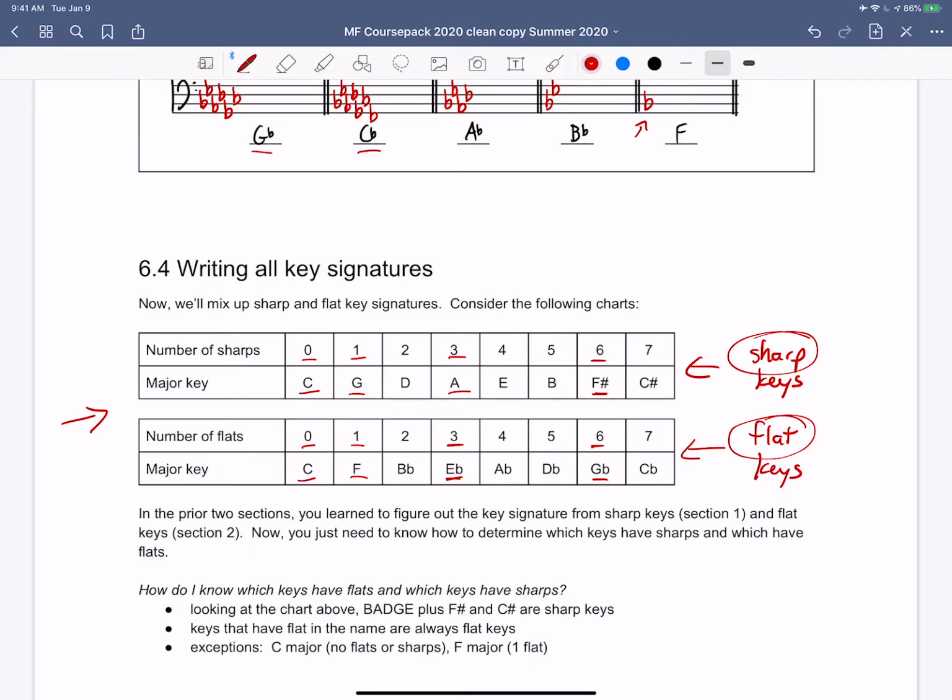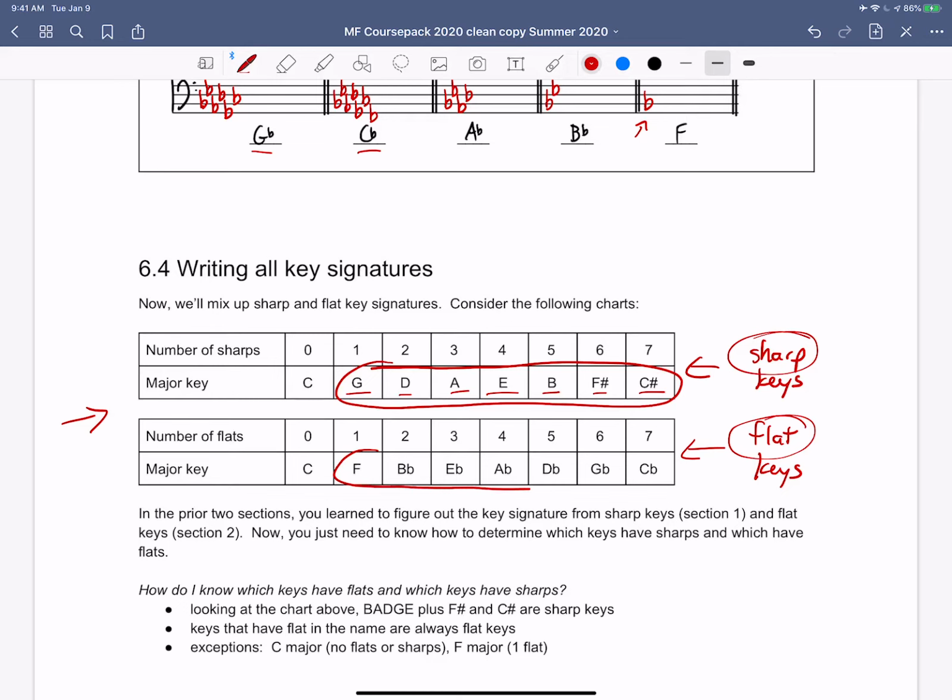So let's look for a couple of patterns. Let's look at the sharp keys first. Now let's forget about C major for right now. Let's look at the keys that actually have 1 or more sharps in them. I'm just going to clear up our chart here. So in other words, we're dealing with these. All of these have some number of sharps in their key signature. One way you can easily memorize these is that it's the word badge, B, A, D, G, and E, and also F sharp and C sharp. So if you just memorize those 7, the badge plus F sharp and C sharp, you've got your sharp keys down. Now what about the flats?